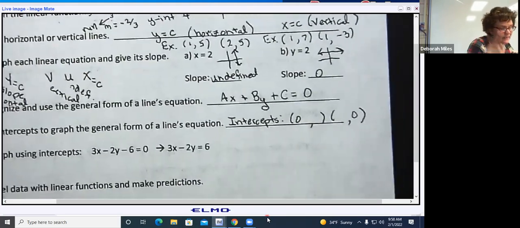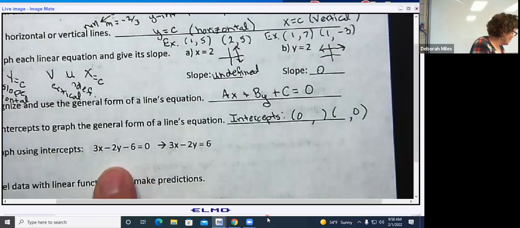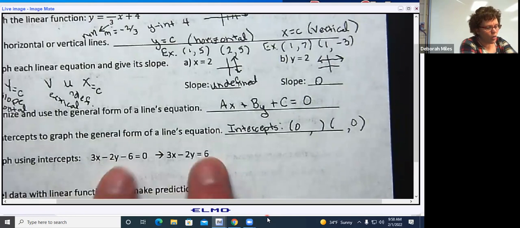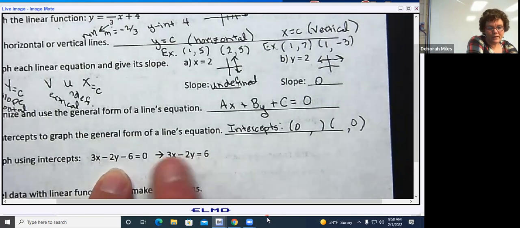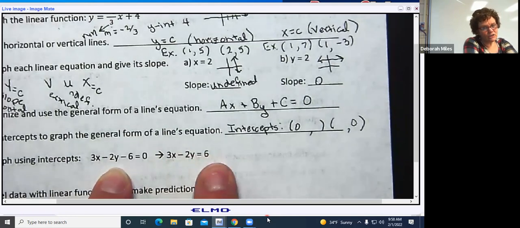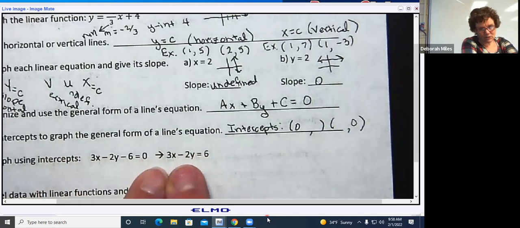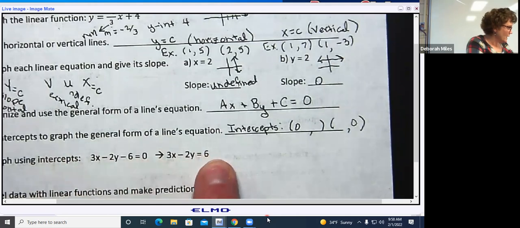That's particularly easy in general form. Most books I've seen call this general form, where the X and Y are on one side and the constants on the other. Your book calls this general form. So if you just get the X and Y on one side and the constant on the other, here's why it's easy to find the intercepts.